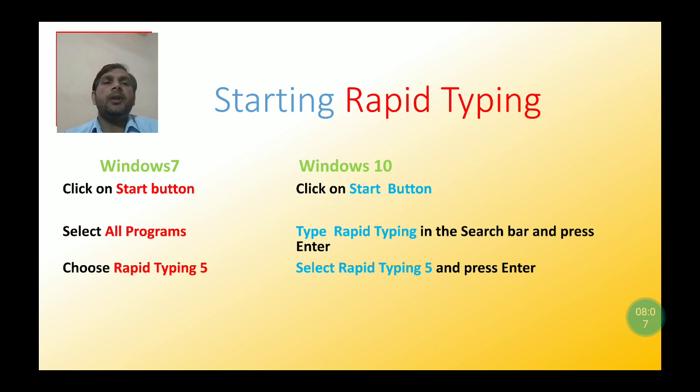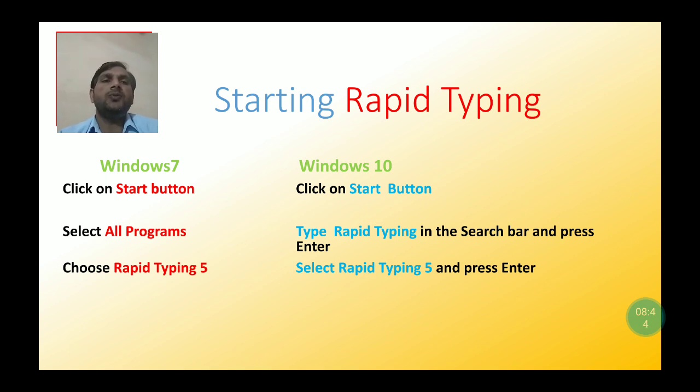So how do we start Rapid Typing software? After installing Rapid Typing software 5.0 or 5.2 from the internet, we can start it like this. Suppose we are using Windows 7, then to start the software we click on the start button, select All Programs, and then choose Rapid Typing. We click on Rapid Typing, and after that the software will be launched.